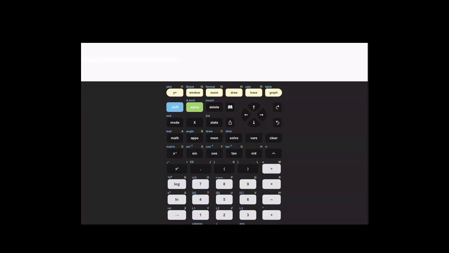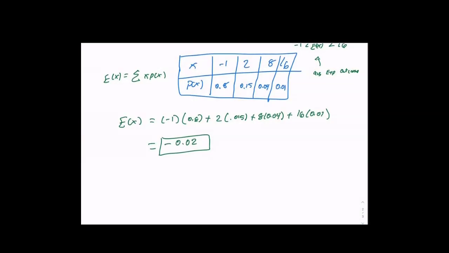16 times 0.01. And it gave me negative, oh wait a minute, why did I get a different answer now? Oh, I put 0.1, not 0.15. Sorry. There we go. Gotta make sure you type in the numbers correctly. All right. So I got -0.02.